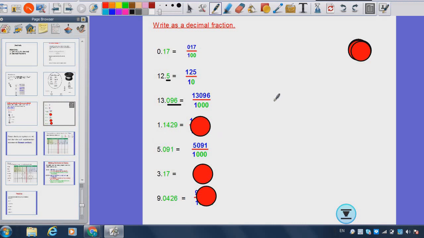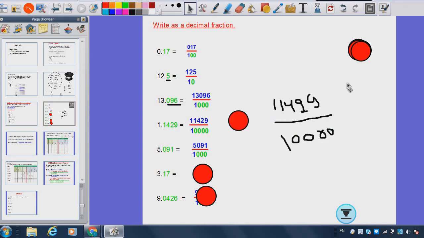1.1429. So I will remove the decimal point. It will be 1.1429 over 1. I have 4 digits after the decimal point: 1, 2, 3, 4. So I will put 4 zeros. It will be 11429.